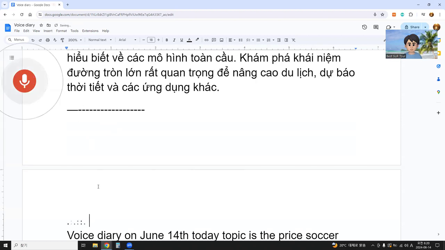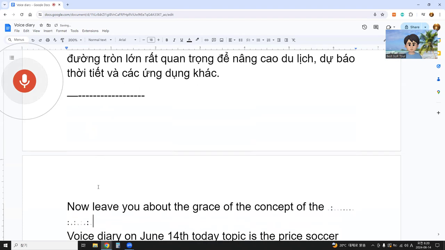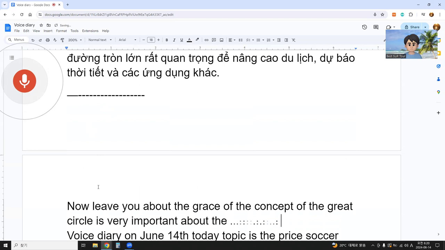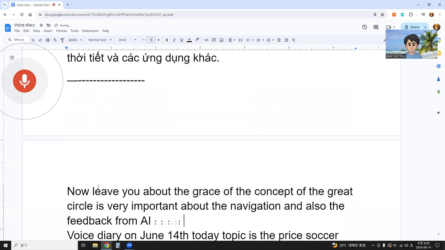Now, review about the gray circle. The concept of the gray circle is very important about the navigation. And also, the feedback from AI is well refined because this topic is a very important topic.